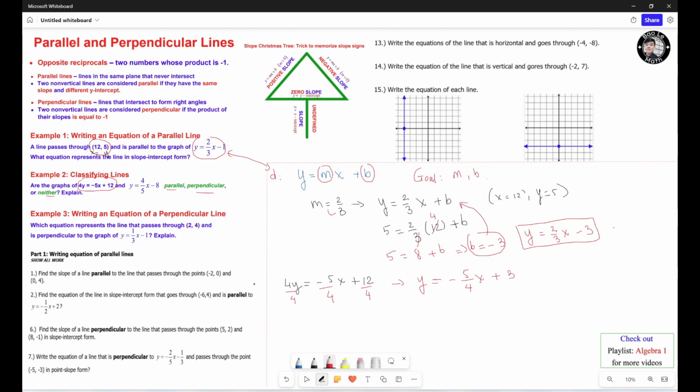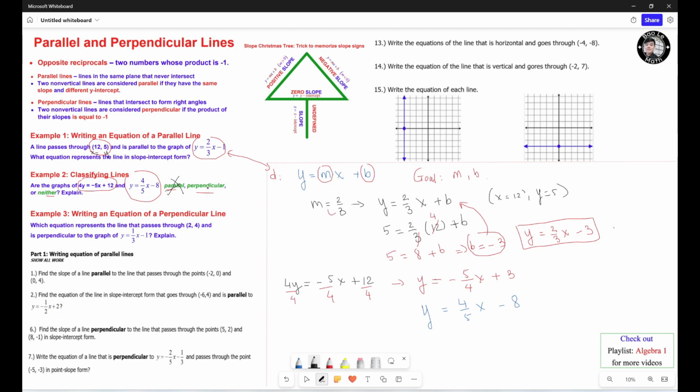Now the second line is right here. I write it over here: y equals 4/5 x minus 8. I know that these two lines have different slopes, so they will not be parallel for sure.